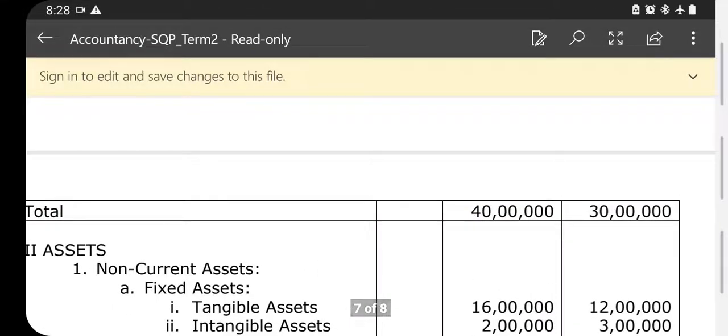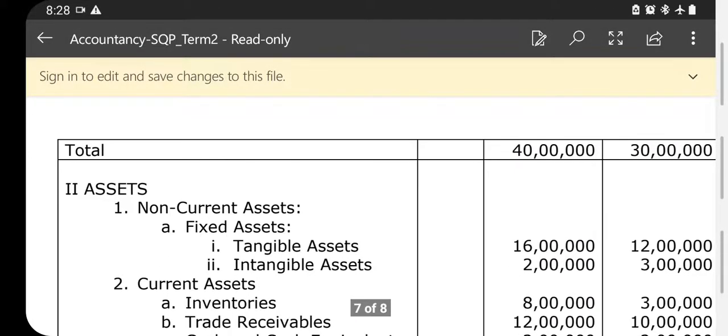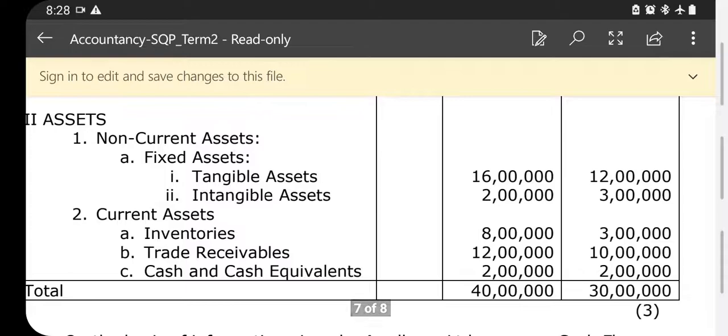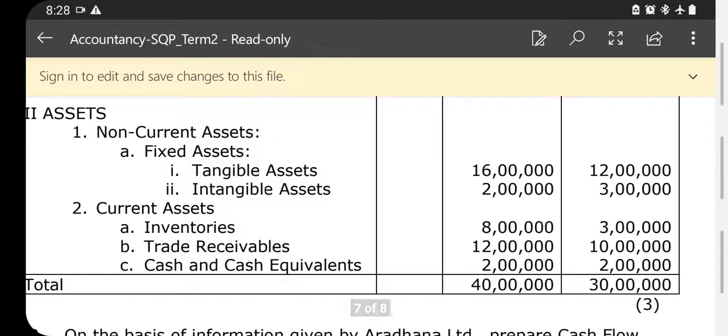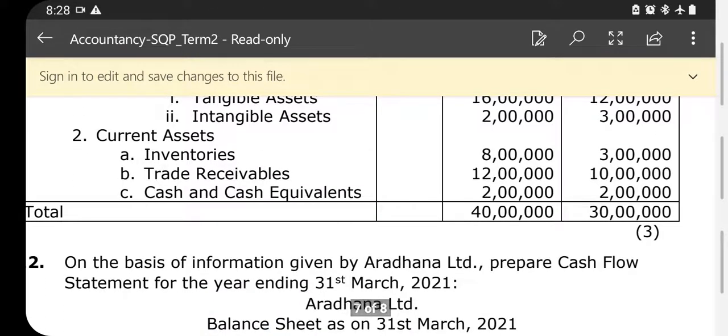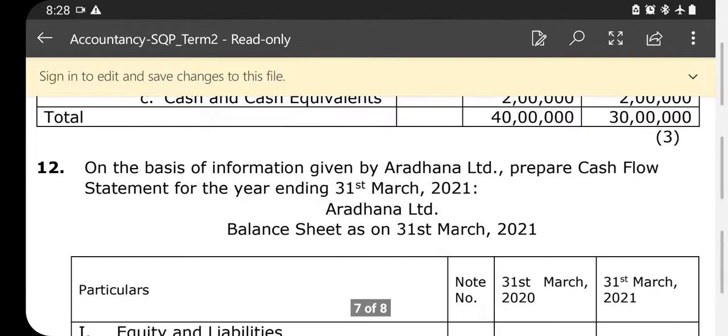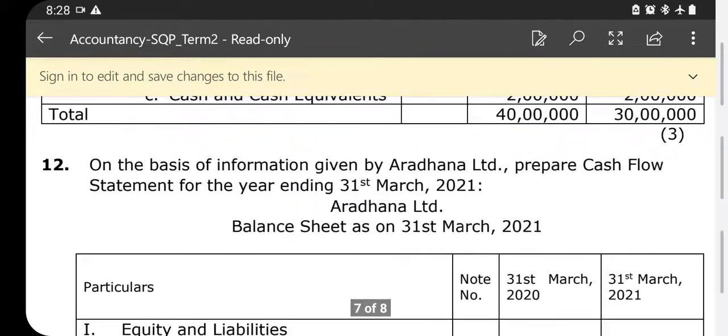Total 40 lakhs, 30 lakhs, previous year and current year. Assets. 1, non-current assets. A, fixed assets, tangible assets 16 lakhs, 12 lakhs. Intangible assets 2 lakhs, 3 lakhs. Second one, current assets: inventories 8 lakhs, 3 lakhs. B, trade receivables 12 lakhs, 10 lakhs. C, cash and cash equivalents 2 lakhs, 2 lakhs. Total assets 40 lakhs, 30 lakhs. Previous year, current year. This is carrying 3 marks only.